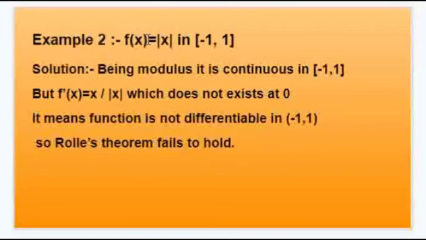Second example, f of x is mod x in the interval minus 1, 1. Being a modulus function, it is continuous in the interval minus 1, 1, but we know that the derivative of mod x is x over mod x, which does not exist at 0 because division by 0 is not allowed. It means the function is not differentiable in the open interval minus 1 comma 1. So therefore Rolle's theorem fails to hold.